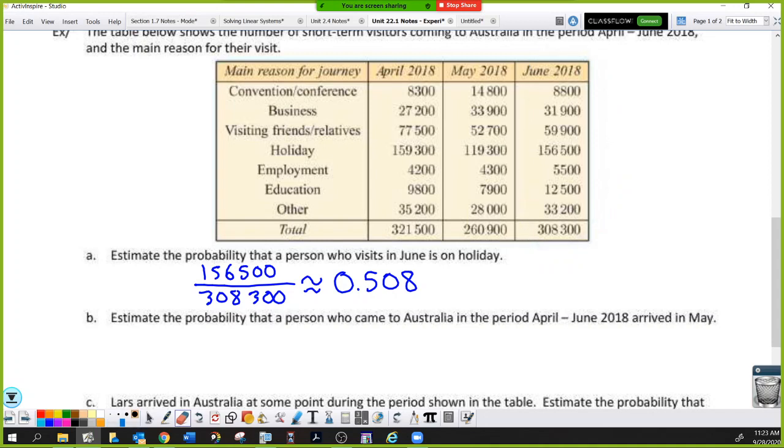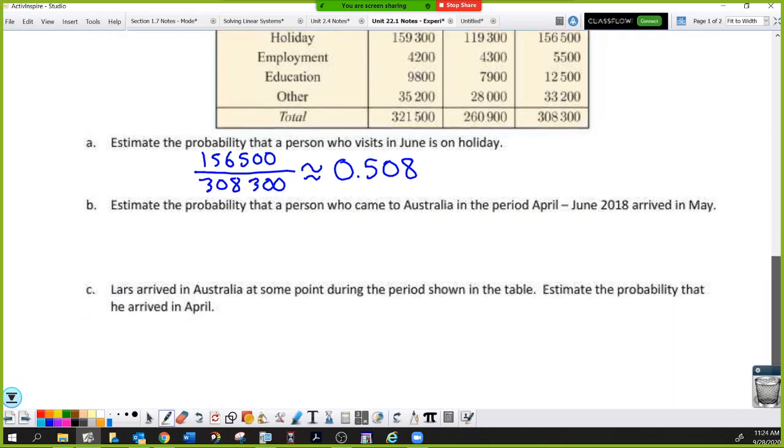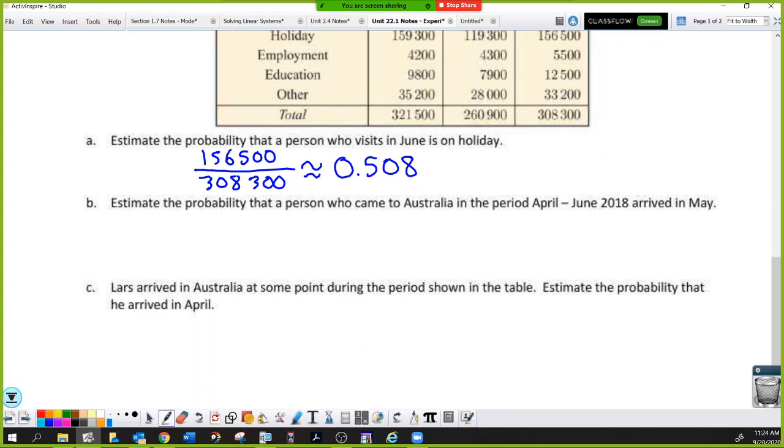Okay. Estimate the probability that a person who came to Australia during this period of time came in May. What would we need to know in order to pull this off? We would have to add all the totals. We don't know how many people actually showed up during that period of time, do we? So let's add these totals up.